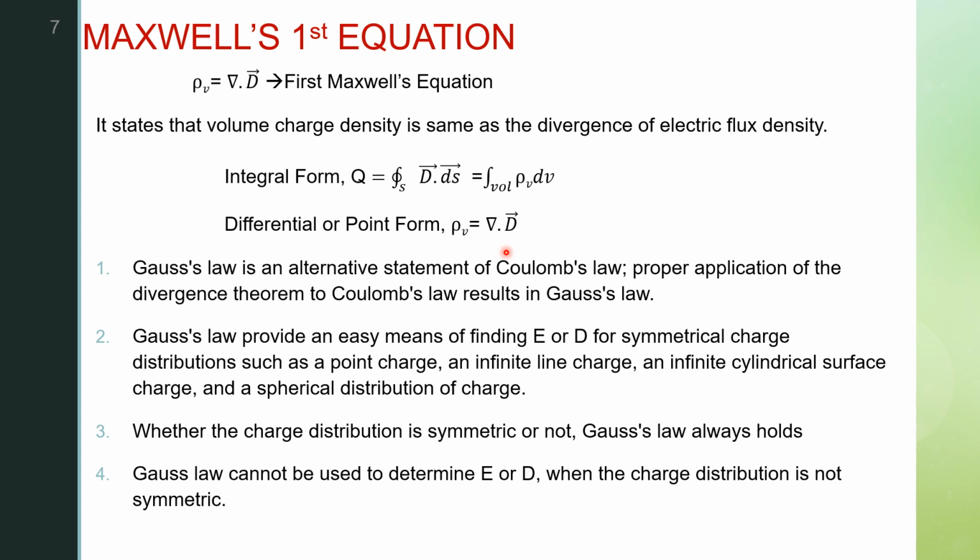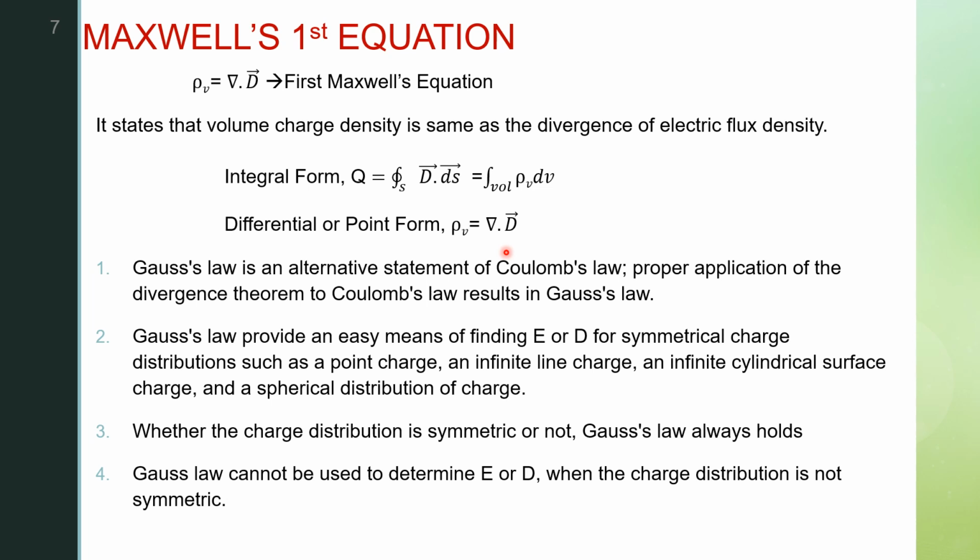So Gauss's law is an alternate statement of Coulomb's law. Proper application of the divergence theorem to Coulomb's law will result in Gauss's law. And Gauss's law provides an easy means of finding electric field intensity or electric flux density for symmetrical charge distributions such as a point charge, infinite line charge, infinite cylindrical surface, or even a spherical distribution of charge. Whether the charge distribution is symmetric or not, Gauss's law always holds.